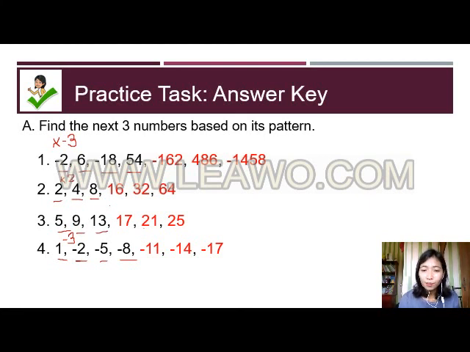Okay, then we do the same thing. Negative 2 minus 3, that becomes negative 2 plus negative 3. Then that will be negative 5. Minus 3 again, negative 5 minus 3, then that becomes negative 8. Negative 8 minus 3, then that will be negative 11. Minus 3, then that becomes negative 14. Minus 3, then that becomes negative 17. Okay? I hope you follow, guys.